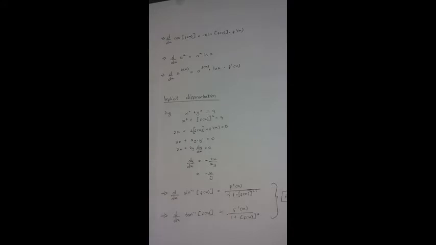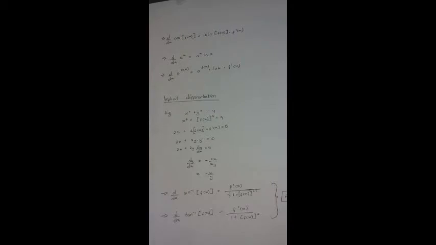Okay, so the same applies to trig functions. So d/dx of cos of f of x will be negative sine f of x times the differential of f of x. It will be the same for sine of f of x as well. You would get cos of f of x times the differential of f of x. Then d/dx of a to the power of x is equal to a to the power of x ln a. And then d/dx of a to the power of f of x will be a to the power of f of x times ln a times the differential of f of x.